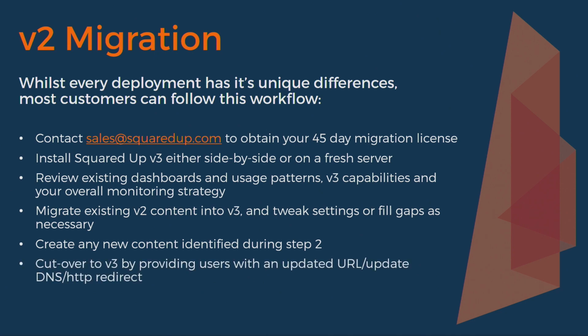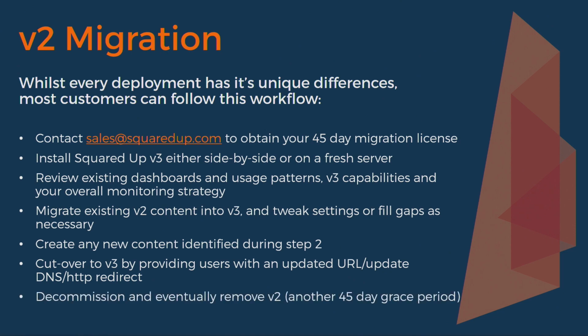Now, the last two bits there is you need to do a cutover. That will depend on your environment. Do you have load balancers? Have you installed on the same server or not? But basically, you'll have some kind of way you'll push users over to V3 by updating the URL, giving everyone a new URL, or putting an HTTP redirect rule in IIS, or perhaps you'll update the CNAME in DNS so it points to the new server.